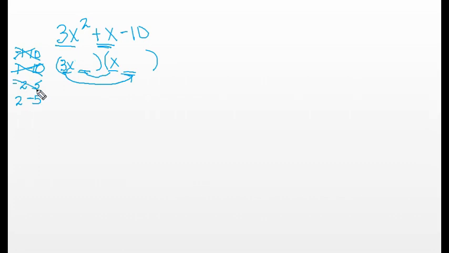So we know that it's not this one. So now we have plus 2 and minus 5. Let's try this. 3x times negative 5 is negative 15x plus 2x. That's not going to work. So we can switch those around.